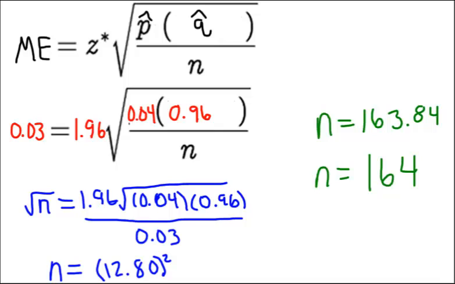Multiplying both sides by the square root of n and dividing by 0.03 will leave us with this equation right here. Then when we square 12.8, we get 163.84. Rounding up, we would need to survey 164 people.